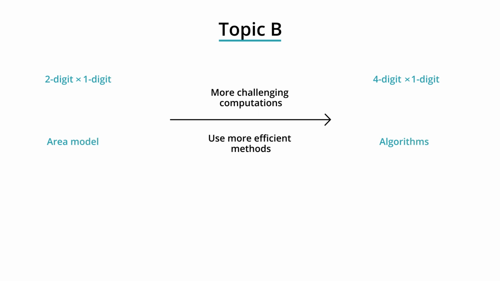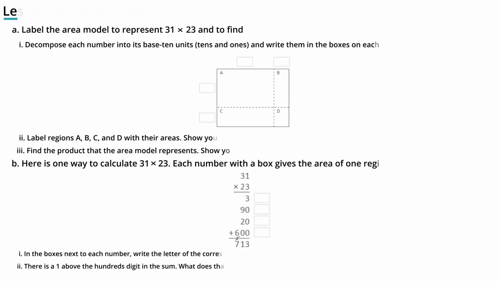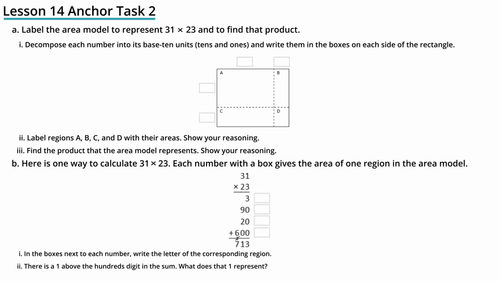Throughout the rest of Topic B, students work on increasingly complex computations with increasingly efficient and abstract methods. In Topic C, they follow a similar progression with 2-digit by 2-digit multiplication. Take a look at Lesson 14, Anchor Task 2, to see how the area model and partial products algorithm can be modified for this new computational case.